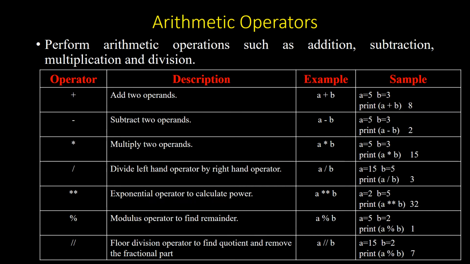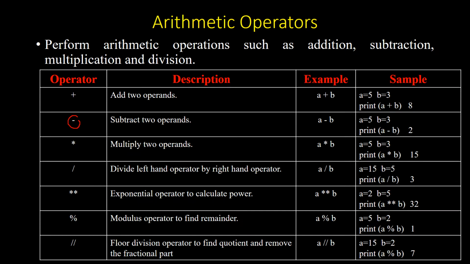First, let us discuss the arithmetic operators. Arithmetic operators are used to perform operations such as addition, subtraction, multiplication, and division. The addition operator is used to add the two operands. The subtract operator is used to subtract the two operands. Multiplication multiplies the two operands. The division operator divides the left hand operand by the right hand operand.